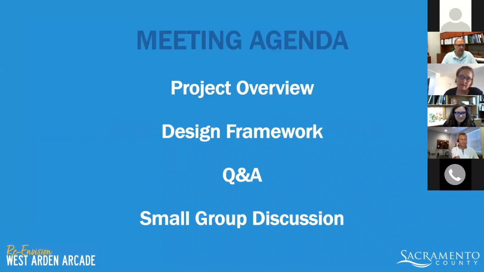Quick meeting agenda. We're going to go over the project. We're going to do a project overview. That's going to give you a sense of what we're looking at and what we're focusing on for this project. We'll talk a little bit about a design framework. So what are some of the design principles that we want to be thinking about when we're thinking about West Arden Arcade, and some ideas around streetscape design and mobility for all people.